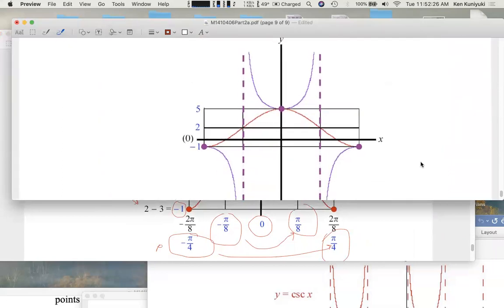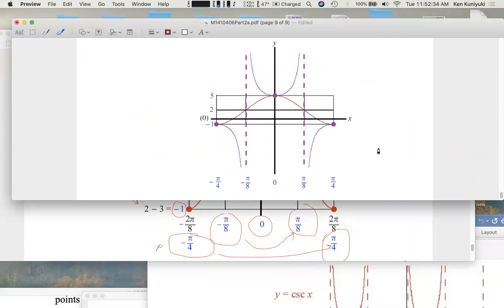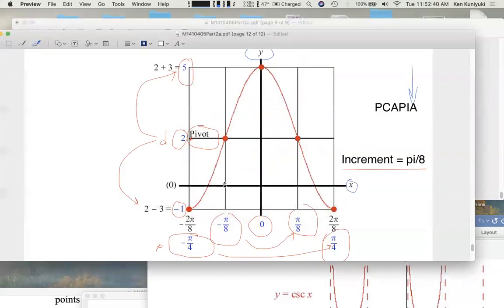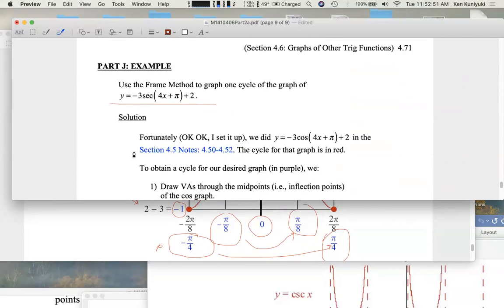All right, now here I'm squishing the frame a bit. The frame here was kind of big. I'm going to squish it. So here's the frame, this thinner rectangle. It's more squat, it's shorter. This hill is the same as this hill. I'm just squishing it. So based on the red graph and the frame, how do we graph one cycle of the original secant graph? This is the actual secant graph I want.